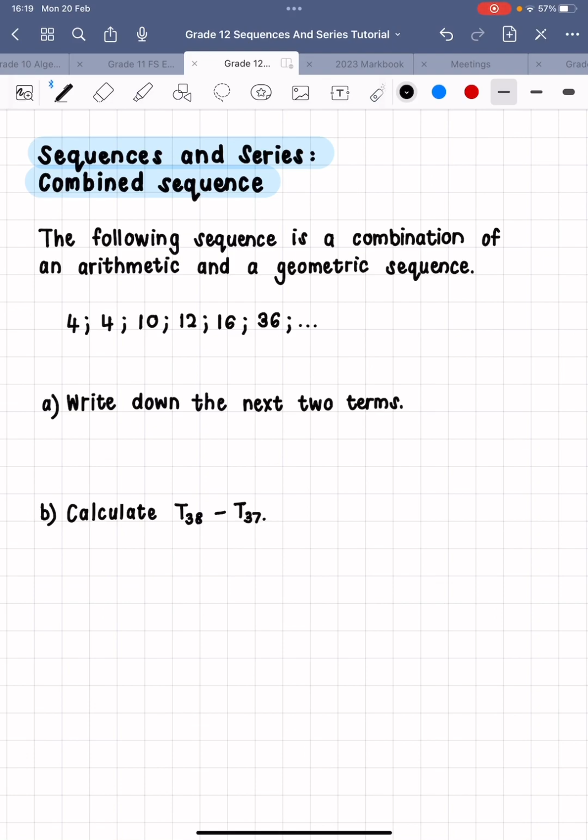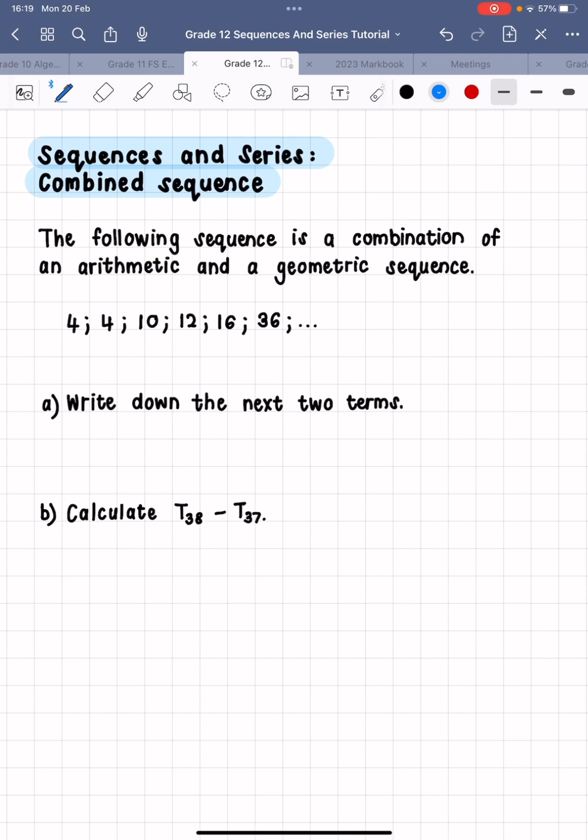Alright, hello everyone. Today we are looking at this example. This is a combined sequence example. The question is saying the following sequence is a combination of an arithmetic and a geometric sequence. So they've given us this number pattern. We have 4 and then 4 again, then 10, 12, 16, 36.